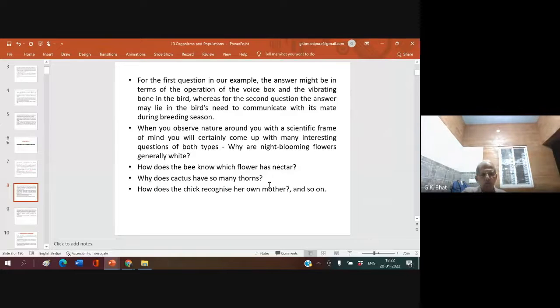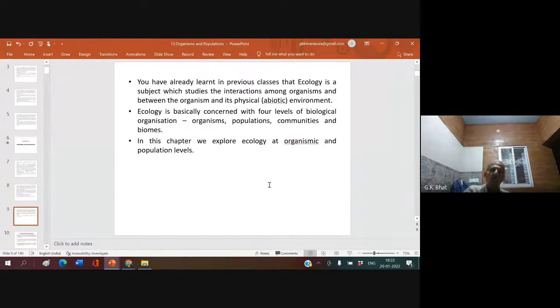If you bring a toy and drag it in front of the chick, the young one just starts following that toy. Any carton box, it follows the carton box. In this way, the behavior goes on.